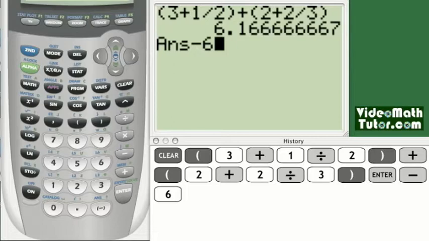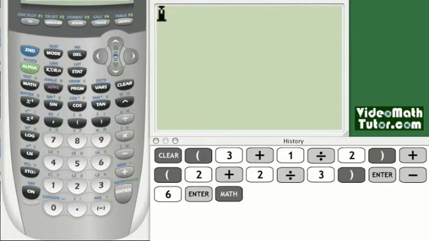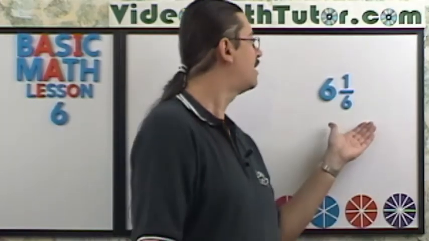Minus 6. Enter again. And you go math, enter, enter. Now just add the 1/6 next to the whole number.